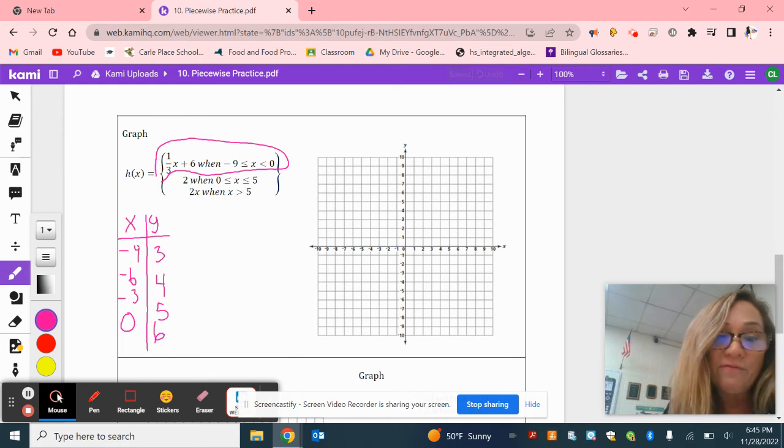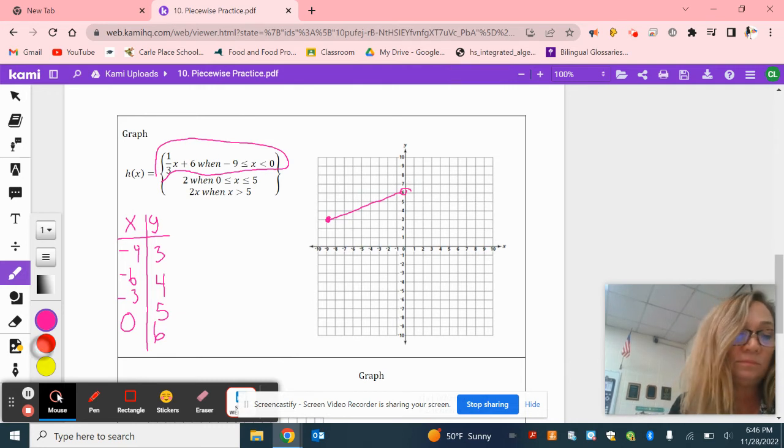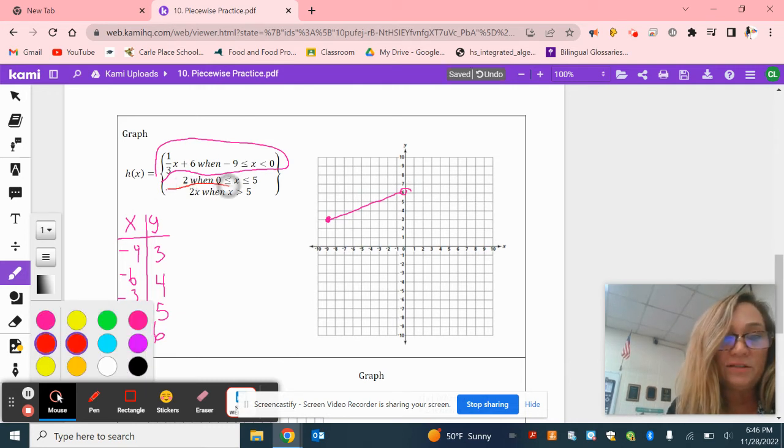So I'm going to go to negative 9, comma 3. And I'm going to make a closed circle. And then negative 6, 4. And then negative 3, 5. And then 0, comma 6 is going to be an open circle. And that's going to be a segment. This is also going to be a segment.